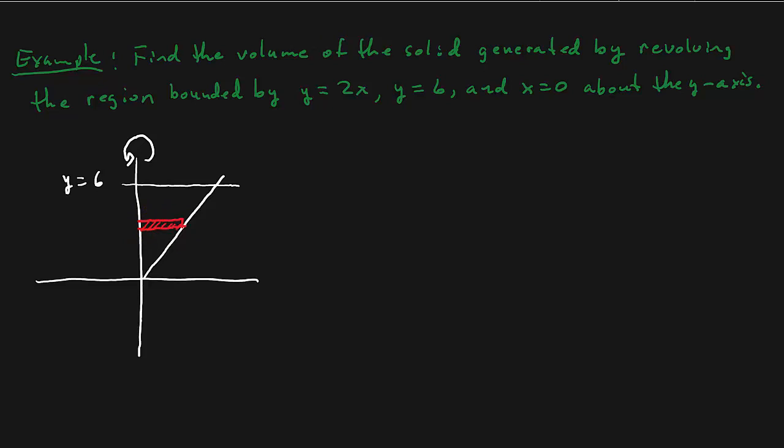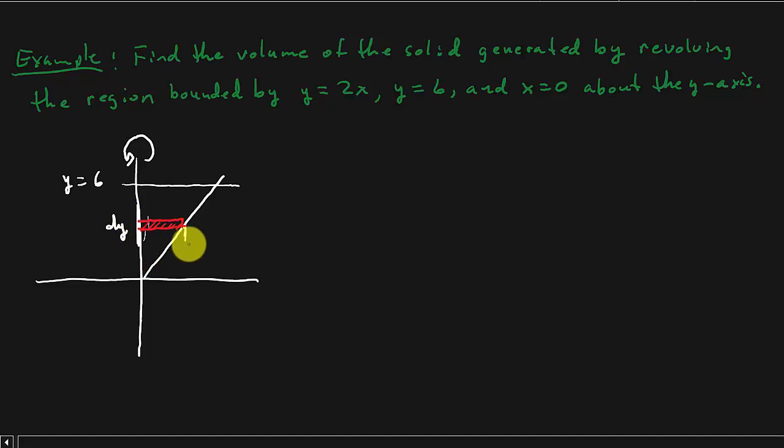All right, now what's my thickness? My thickness is dy. You see that? Because that thickness is going along the y-axis. Now I need the radius. I need the distance from here to here. I need the distance from the y-axis to here. Well, what's that distance? That distance is what? x. I'm going along the x-axis, so I'm going out x units.